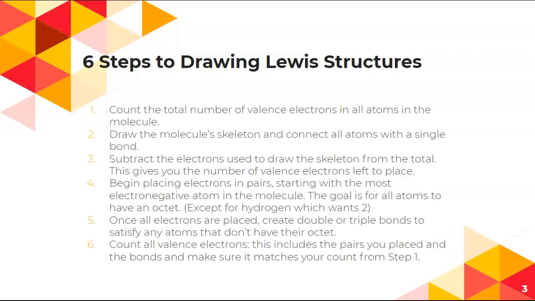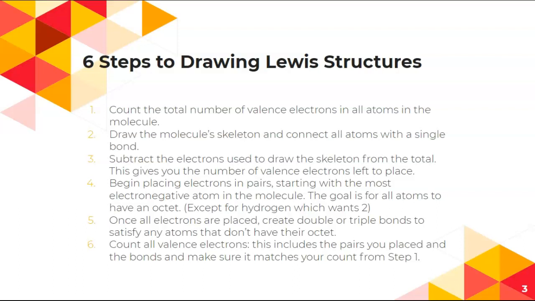Step number 4, you're going to begin placing your electrons in pairs, starting with the most electronegative atom in the molecule. And then the goal is for all atoms to have an octet. Everybody wants 8 except for hydrogen, who wants 2, okay? Because the closest noble gas to hydrogen is helium, and helium is 2. So everybody wants an octet of 8 except for hydrogen, which wants 2.